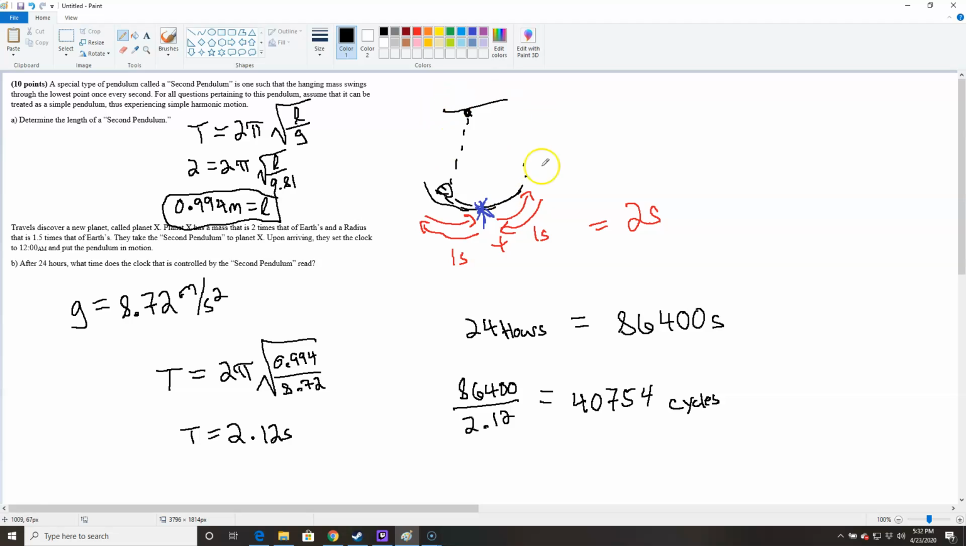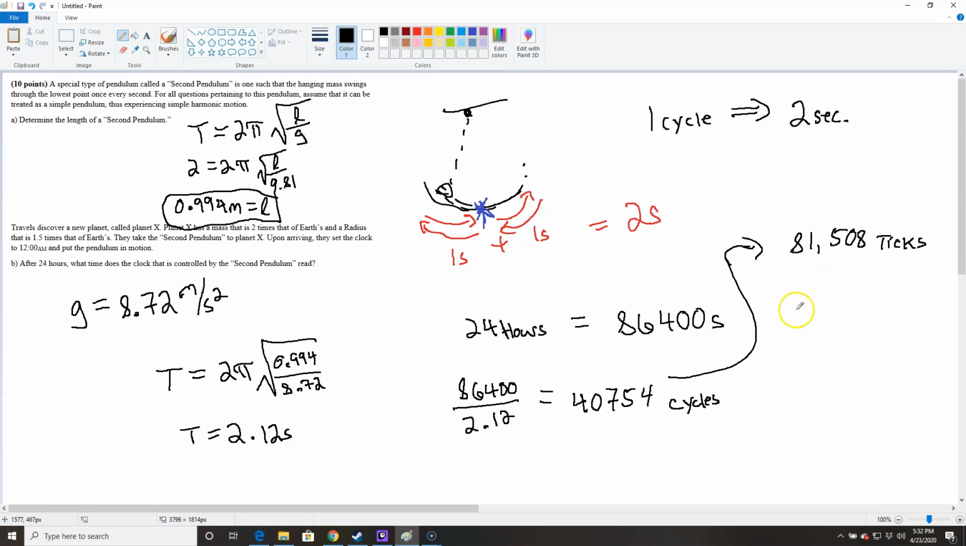Now, coming back to how the second pendulum is defined, one cycle ticks the clock 2 seconds. So, well, how much will this tick the clock then? 40,754 multiplied by 2 is we'll get 81,508 ticks on the second hand, each tick being 1 second. Okay, so how many hours is that? 81,508 ticks divided by 3600.